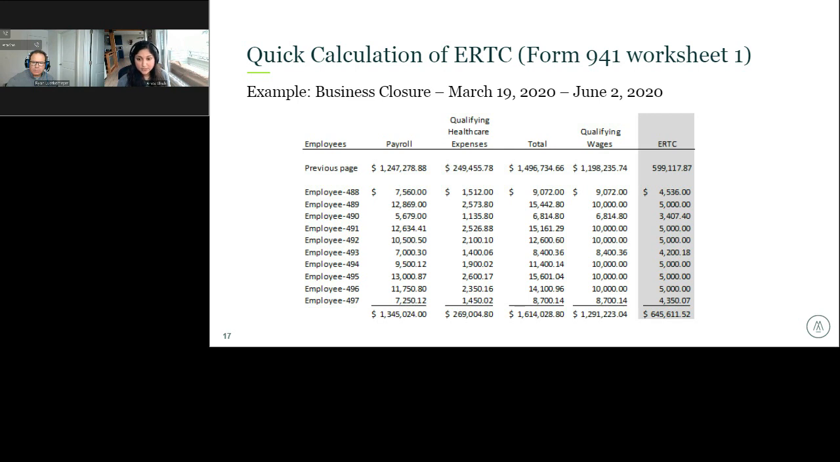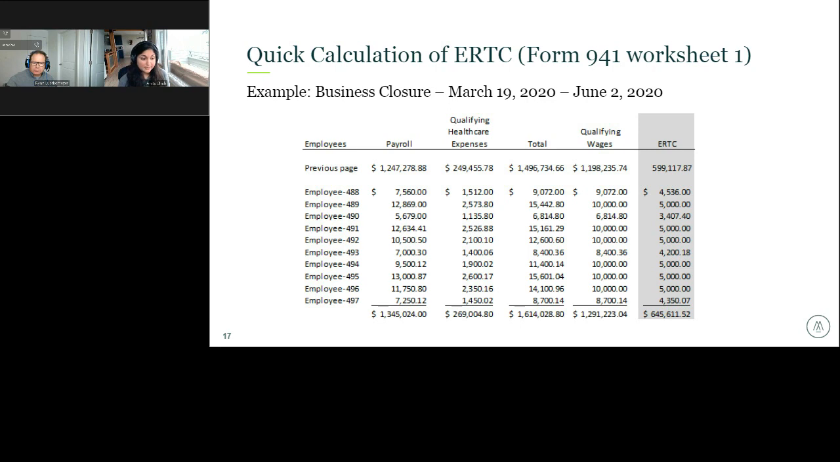So if you go down the line, the total employee retention credit that we've calculated for this example, that the business can claim, would be $645,611.52. That is the amount of refund that the business can get, or they can apply it to the Social Security taxes that they would be paying in the next quarter. The way you would claim this refund or tax credit is that you can retroactively claim it using IRS Form 941-X for each quarter, starting with quarter 2 of 2020. That $5,000 limit and $10,000 qualifying wages limit is for 2020.